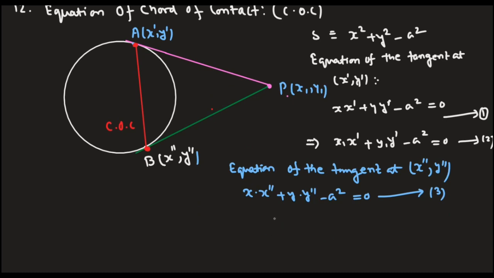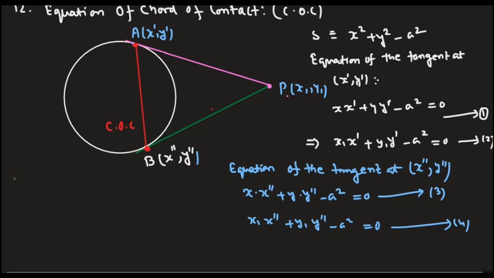Now this is passing through the point x1 y1, so it will be x1 x double dash plus y1 y double dash minus a square, which is equal to 0. So this is my equation 4. Now I am going to calculate the equation of the tangent at the point x1 y1.